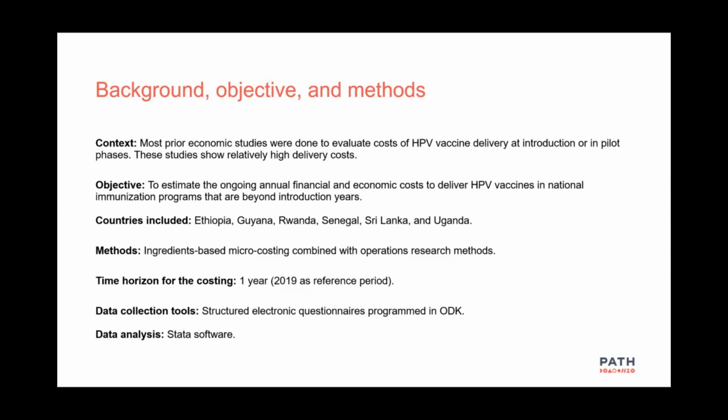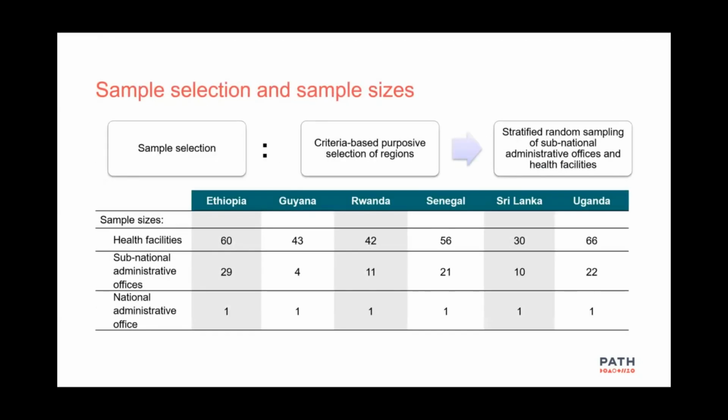In terms of sample selection, we used a two-step process. The first was a criteria-based purposive selection of the regions in each of the study countries. Then we did stratified random sampling of subnational administrative offices and health offices. We used the sample design optimizer tool, and thanks to Stephen for the support as we worked through that process. That tool is available on the Immunization Economics page for improving the methods for sample selection for costing studies.